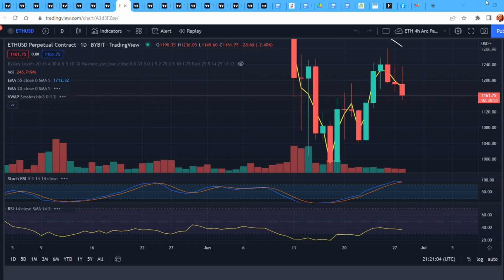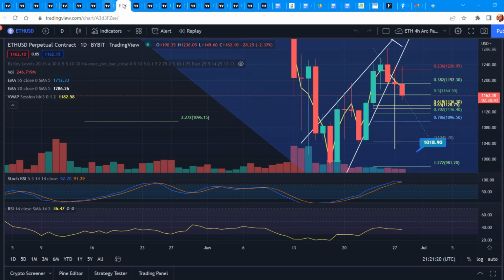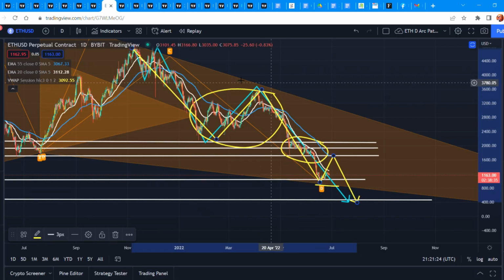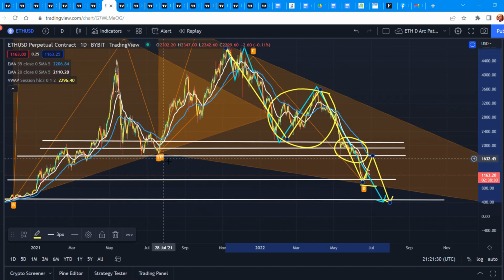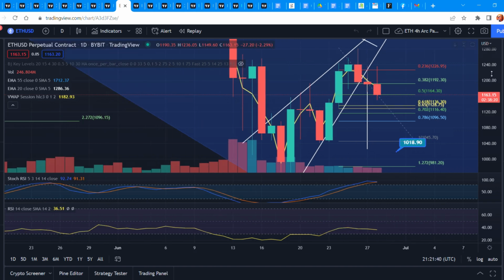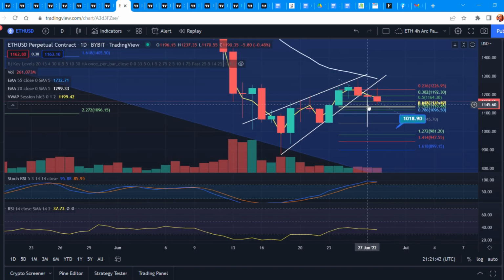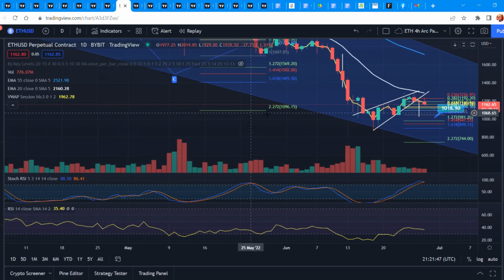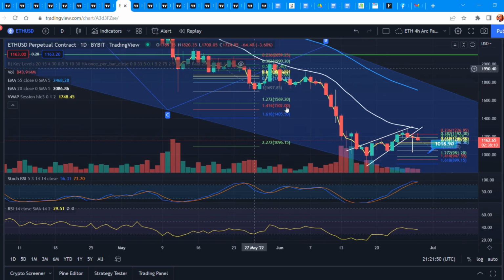Okay, so I'll start with how I have my Ethereum charts organized. I have the first one, which is the daily pattern, where I check the impulse wave counts, the general support and resistance, and I have my daily arcs mapped out. Then I have the 4-hour pattern, where I might have a wedge, or a triangle, or some pattern that shows itself. I might measure the fibs on the 4-hour daily pattern.